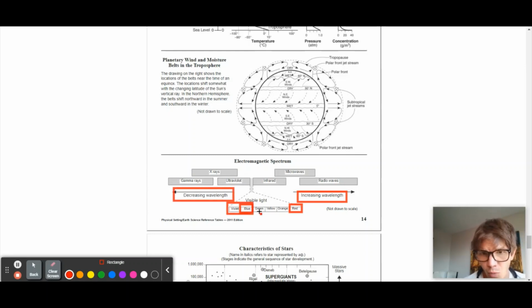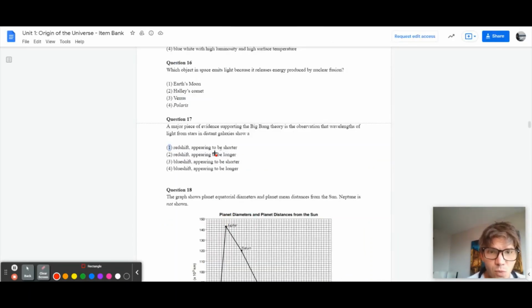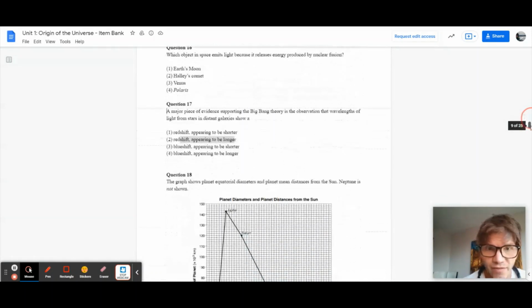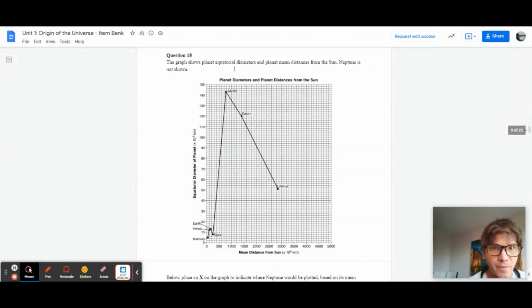I'm not sure why they don't call it violet shifting. If anyone knows a scientist, go ahead and ask them that. But for this one, redshift is appearing to make those waves of light appear longer, as distant galaxies and stars are moving away from us observers here on Earth.